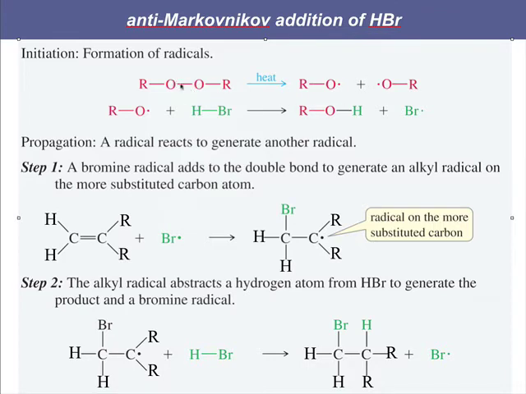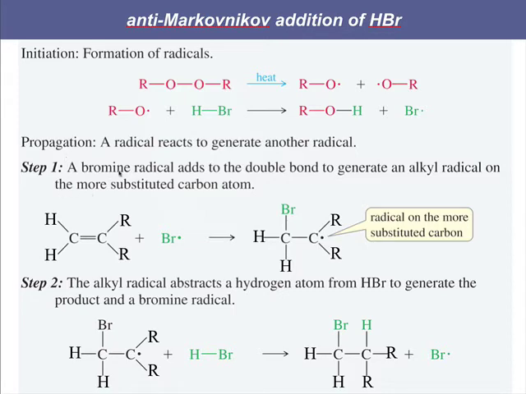In the second step of the initiation, one of those peroxide radicals, RO dot, grabs an H from our HBr. And that gives us an alcohol, ROH, which is a byproduct. But most importantly, it generates bromine radical, Br dot. Then we jump into a propagation step, again, similarly to a free radical chain reaction.